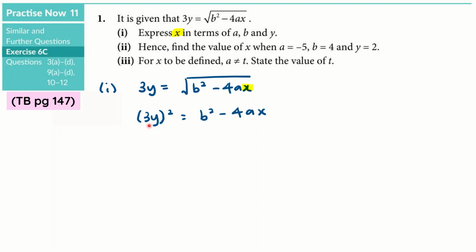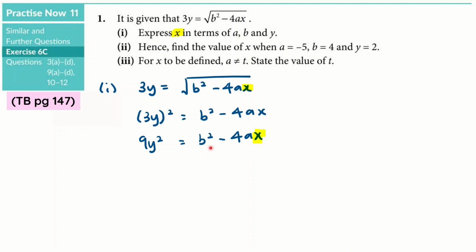So we know that (3y)² is the repeated multiplication of 3y times 3y. In other words, it is 9y². So I now have 9y² equals b² minus 4ax. So our objective still remains to be x as the subject. So the next thing that's furthest away from x now is actually this b².